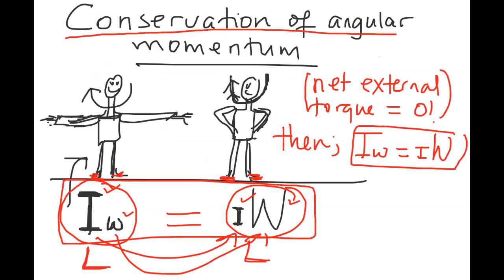Just like what we talked about when we discussed linear momentum, we said that linear momentum should be conserved whenever there is no net external force. The net external force acting on the system must be 0. Then linear momentum is conserved. For angular momentum, the net external torque must be 0. That will achieve conservation of angular momentum.